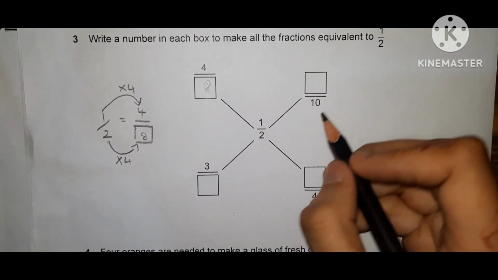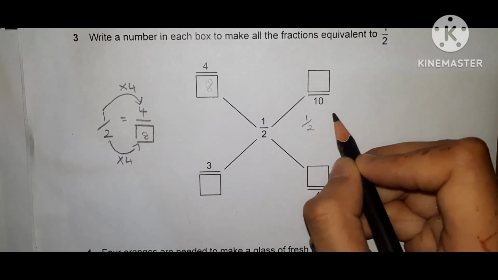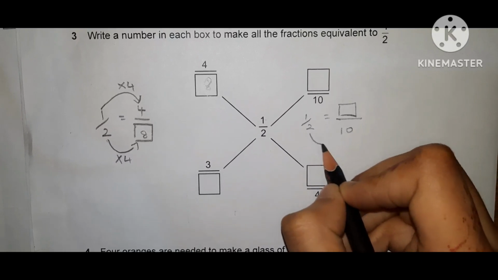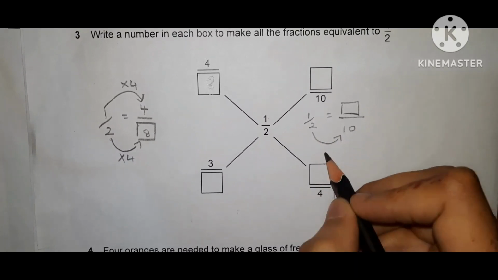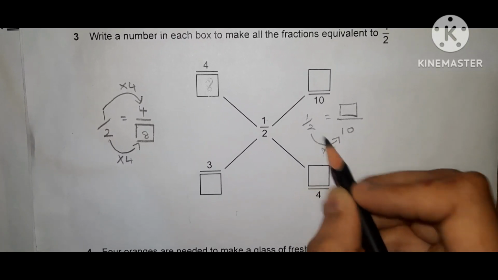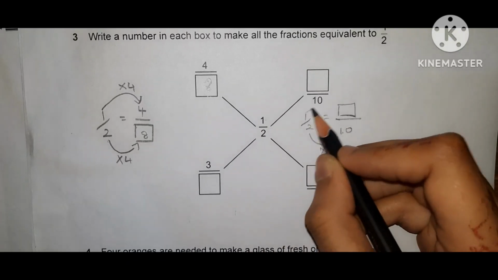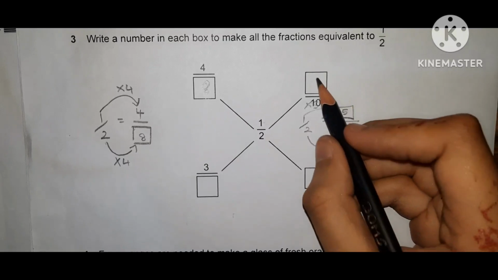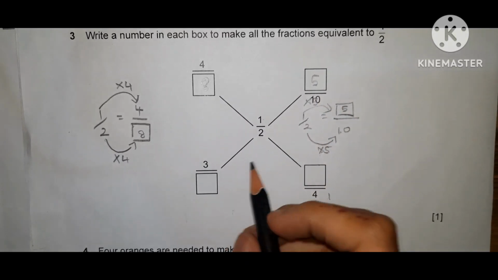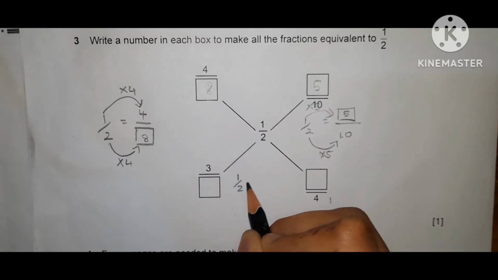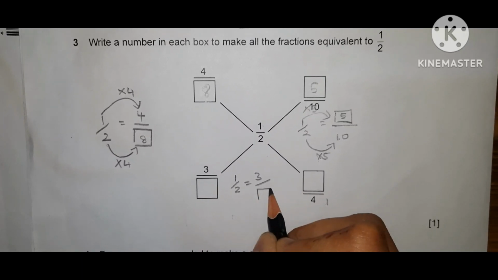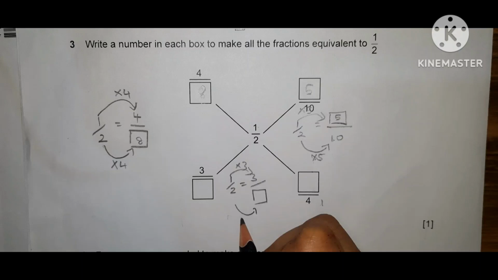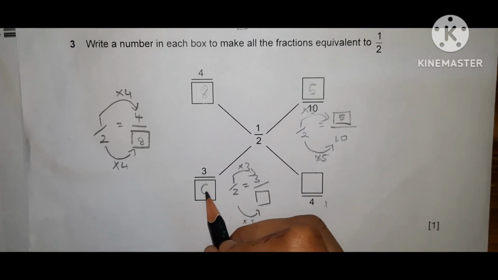Same here. 1 over 2 is equal to dash over 10. We multiply it by 5. 5 2s are 10. So we'll do the same thing on top. We'll multiply it by 5. So it's 5 over 10. Same we'll do below. 1 over 2 is equal to 3 over dash. We multiply it by 3. So we'll do the same thing here. 3 times 2 is 6.